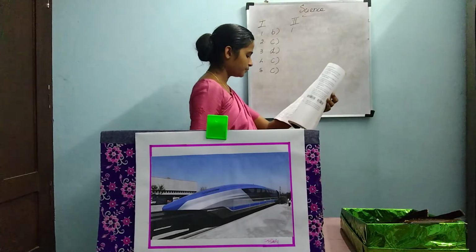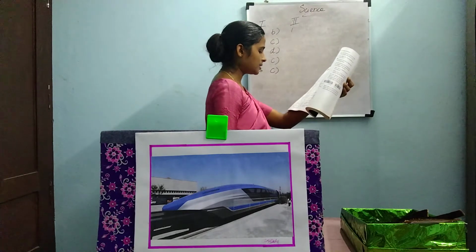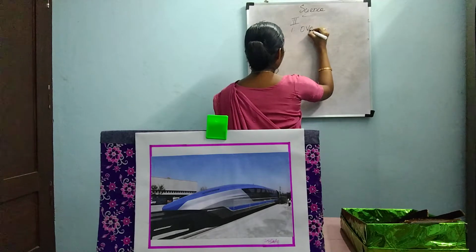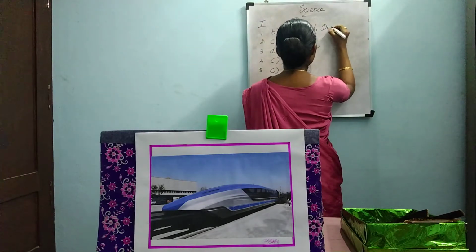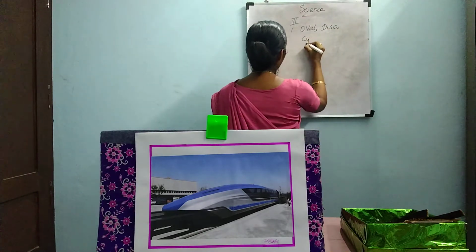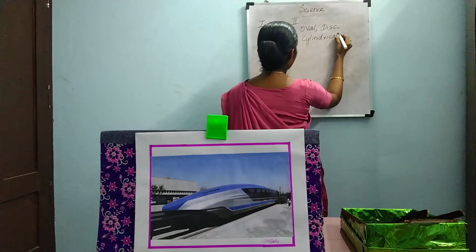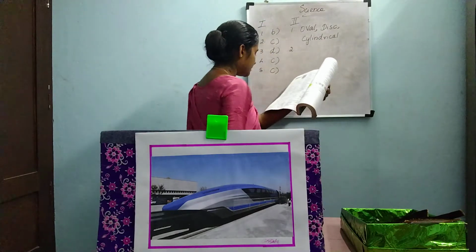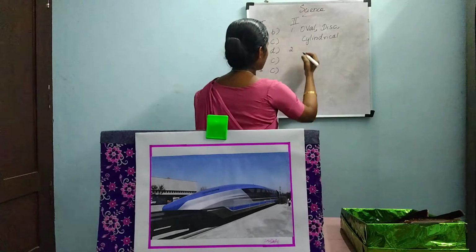Fill in the blanks. Artificial magnets are made in different shapes such as oval, O-V-A-L, oval. Disc, D-I-S-C, disc. Cylindrical, C-Y-L-I-N-D-R-I-C-A-L, cylindrical.